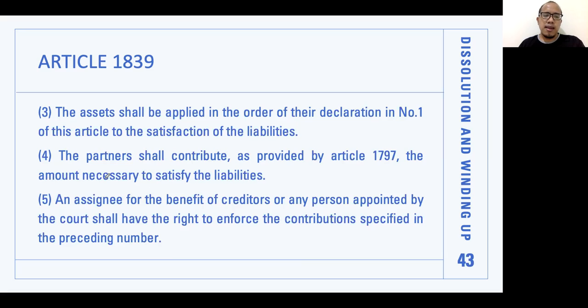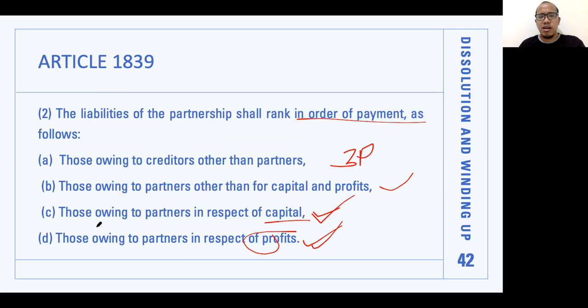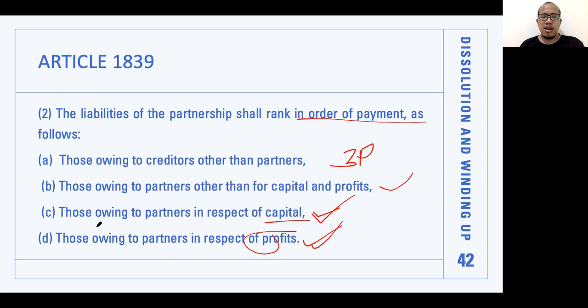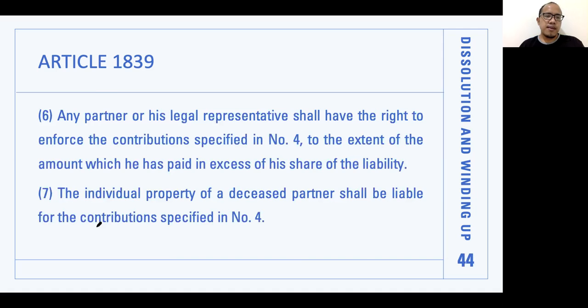So magkakaroon daw ng assignee, no, to be appointed by the court. So susundin mo lang yung order of priority dito. Parang na-reiterate siya dito, inulit lang naman niya yung nasa portion na ng Article 1839. Ang importante, maalala niyo yung order of priority: third parties or creditors, outside creditors, then you have partners in their capacity as creditors, and then partners capital, and then partners profits.